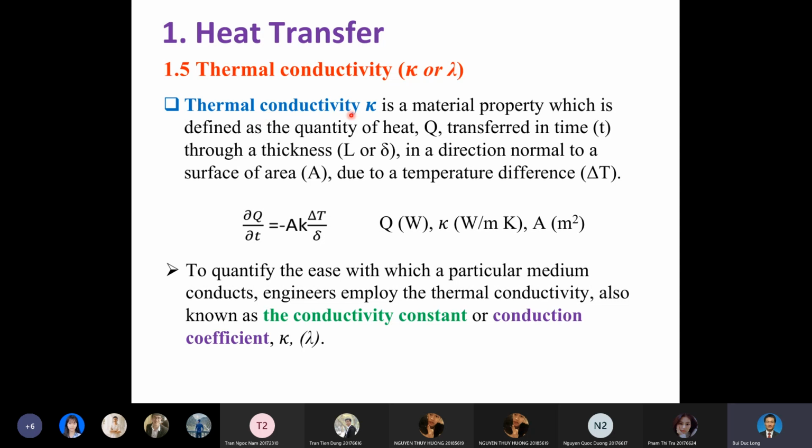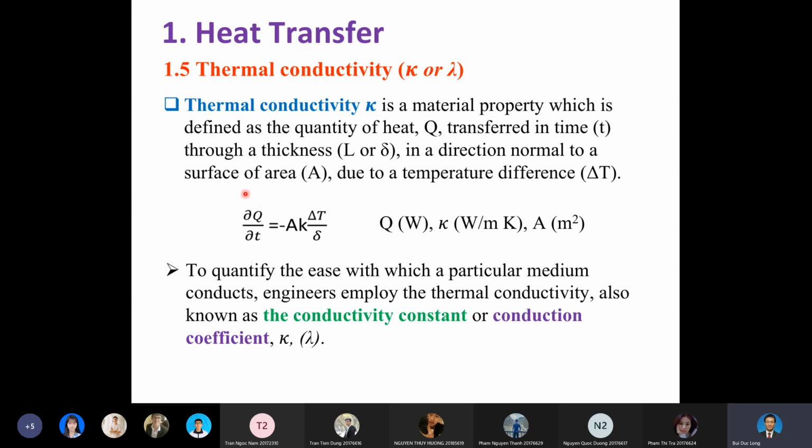So thermal conductivity is denoted as kappa, not K. Kappa is a material property, which is defined as the quantity of heat Q transferred in a time t, through a thickness L or delta. Sometimes people use L, or sometimes delta, in a direction normal to a surface area A, due to a temperature difference delta T.